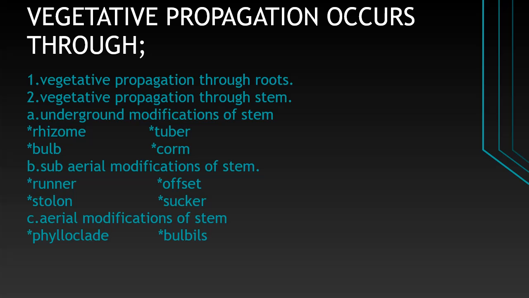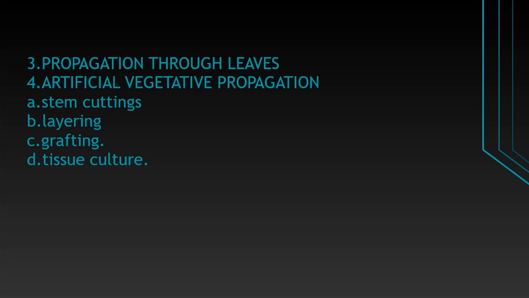Now I'll be telling you the classification of how vegetative propagation occurs. You can just write it down. Vegetative propagation through roots, vegetative propagation through stem. In vegetative propagation through stem, there are many types. Underground modification of stem: rhizome, tuber, bulb, corm. Subaerial modification of stem: runner, offset, stolon and sucker. Aerial modification of stem, and propagation through leaves. Artificial vegetative propagation: stem cuttings, layering, grafting and tissue culture. In the next slides we'll see all this in detail.